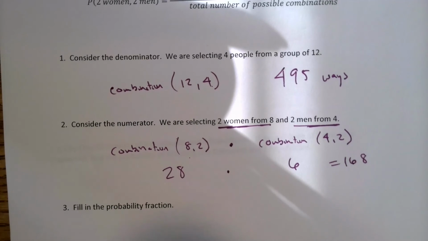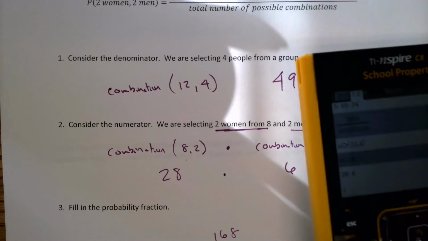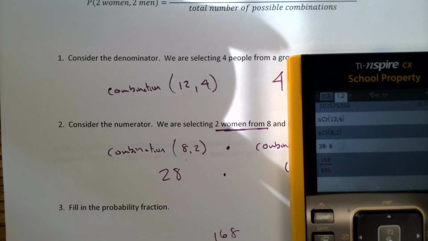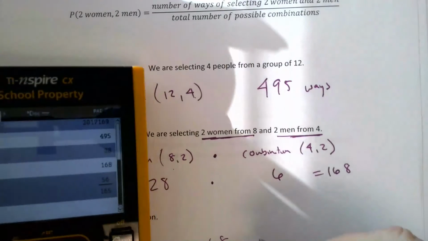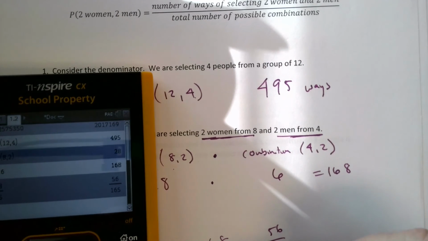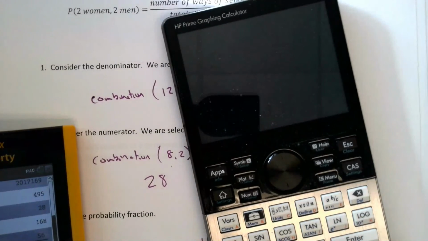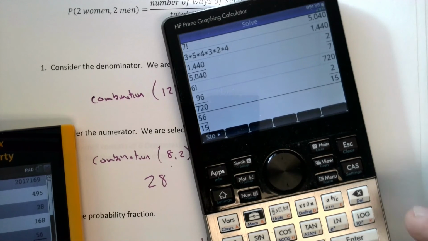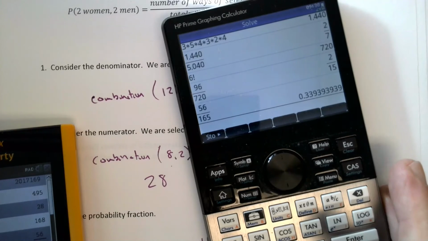So the probability of 2 men and 2 women is equal to 168 over 495, which does simplify. 168 divided by 495 is 56 over 165. 56 divided by 165 is 0.339.